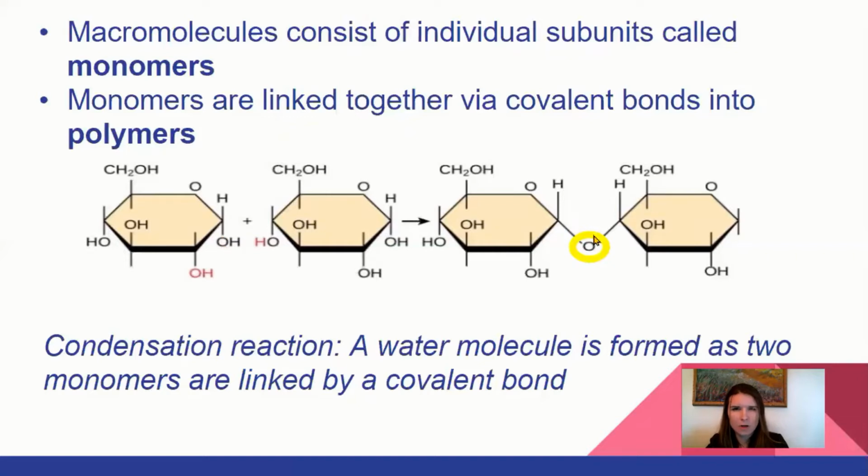So in order to form these covalent bonds, we did have to remove some stuff. In this case, we removed two hydrogens and an oxygen. So what we actually did was we formed water. We took out water in order to create this covalent bond between our monomers. Now, when we have a reaction like this, where water is removed in order to link two smaller molecules together into a bigger molecule, we call that a condensation reaction.